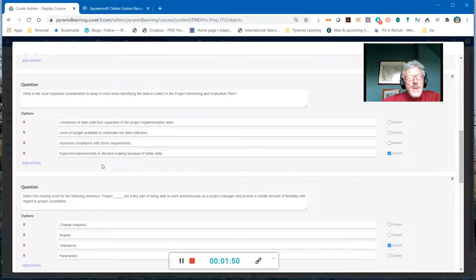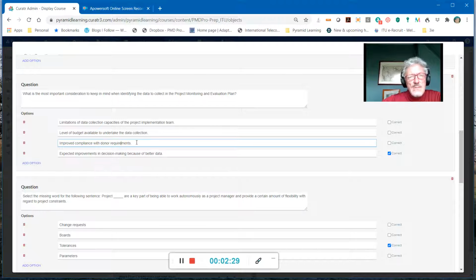Interesting question, this one. What is the most important consideration to keep in mind when identifying the data we need to collect in our monitoring evaluation plan? Limitations of data collection capacities, well, that might actually be a factor, but it shouldn't be the most important consideration. So again, we need to read questions carefully. The level of budget available, yeah, it would be a factor, but it shouldn't be the main one. Improved compliance with requirements, I would have thought that shouldn't be a factor at all.